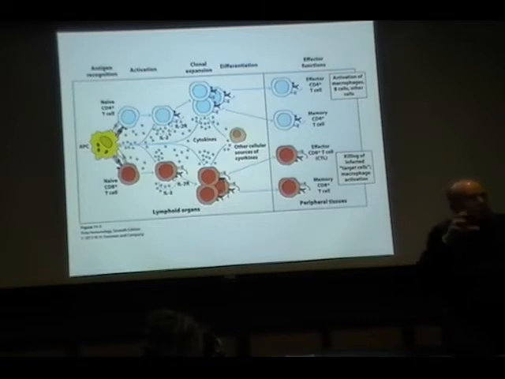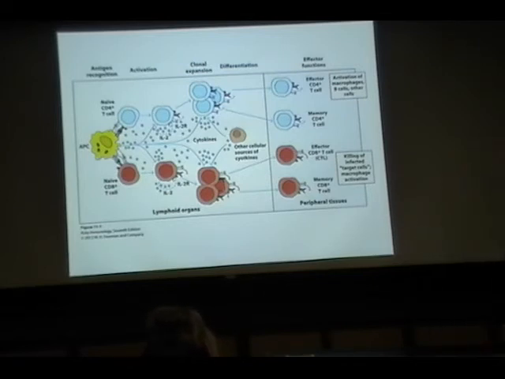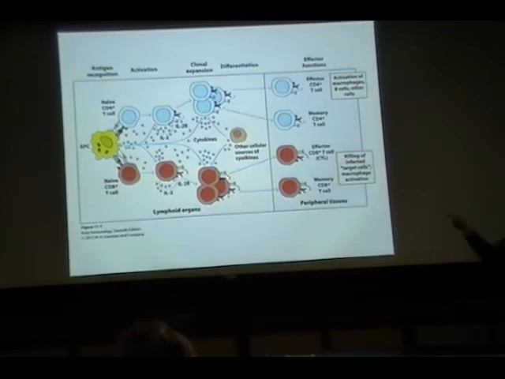So memory is those few cells left behind. Now what do we do with them? And notice there are some memory cells. So the million cells that clonally expanded to keep you alive are called effector cells. Once the pathogen is gone, they die off, a couple cells remain behind, and they're called memory cells.